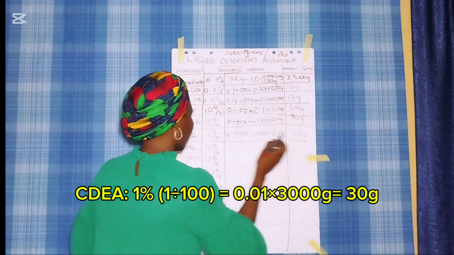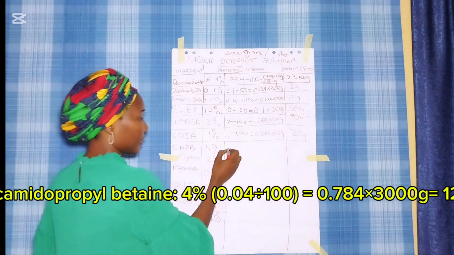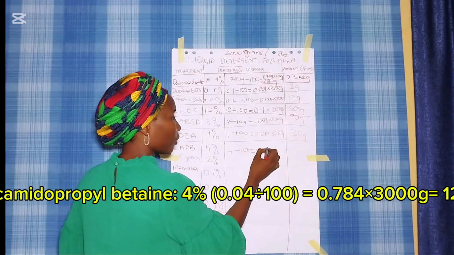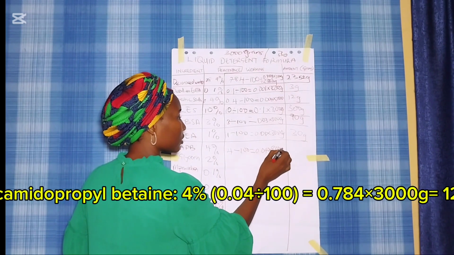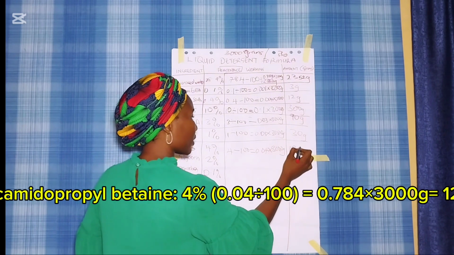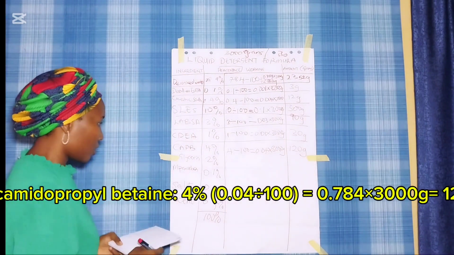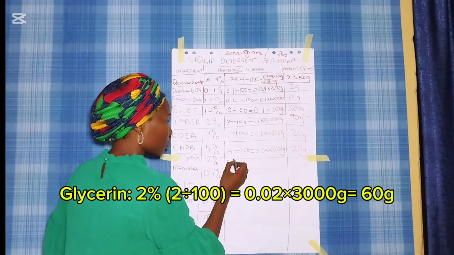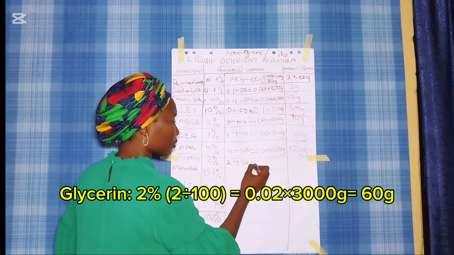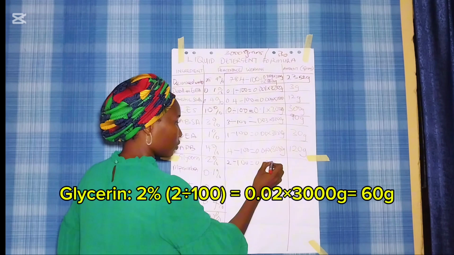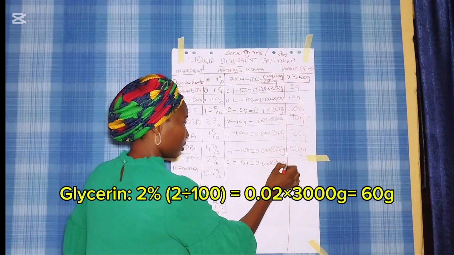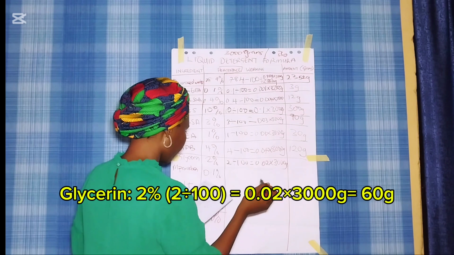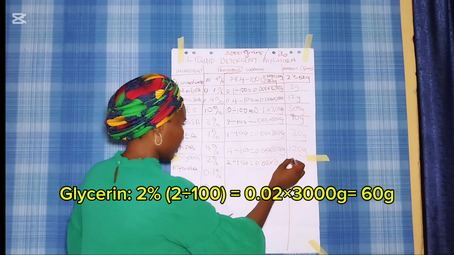We go on to use cocamidopropylbetaine, 4 divided by 100. That gives us 0.04 times 3000 grams. That gives us 120 grams. We go over to glycerin, 2 divided by 100 equal to 0.02 times 3000 grams. That gives us 60.